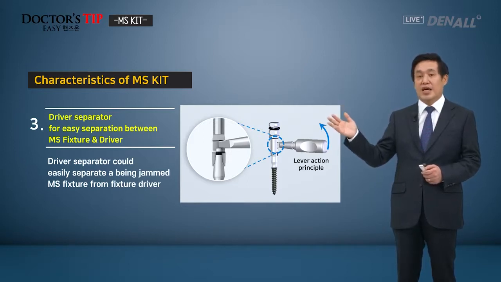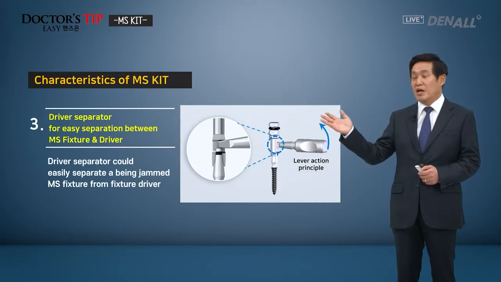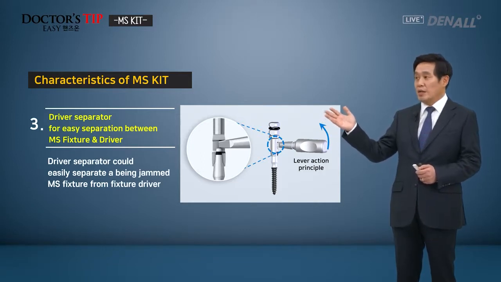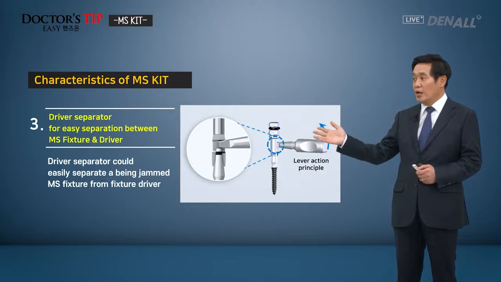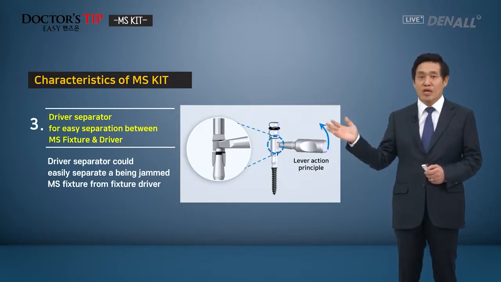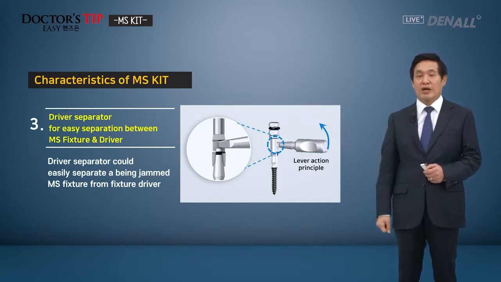And to prevent that from happening, we created an appliance called a separator, so that between the fixture and fixture driver, if you have a jam, then with the lever action principle, you can easily separate the two. So it's a special tool for that purpose. So just in case you have jamming, you can still use this safely.